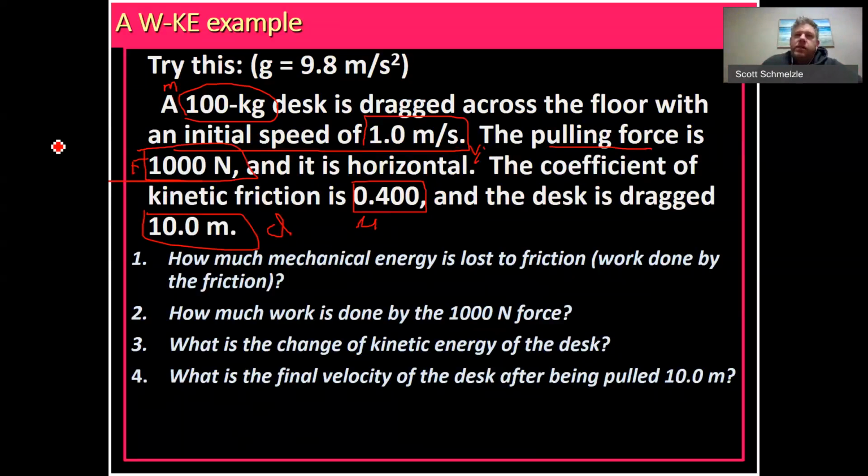So how much mechanical energy is lost to friction? So this is work done by the friction, right? So remember, what we need for friction is, if we're going to find how much mechanical energy is lost, how much work is done by that, we need our work formula, force times distance. Or we could do work equals GPE, but we don't have a vertical, right? So that doesn't work, all right? Friction is not actually speeding up, right? So it can't be work equals delta KE.